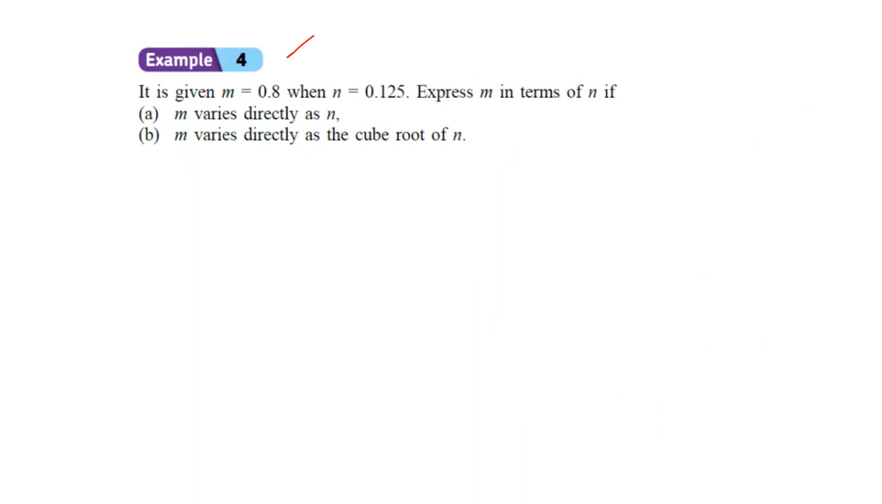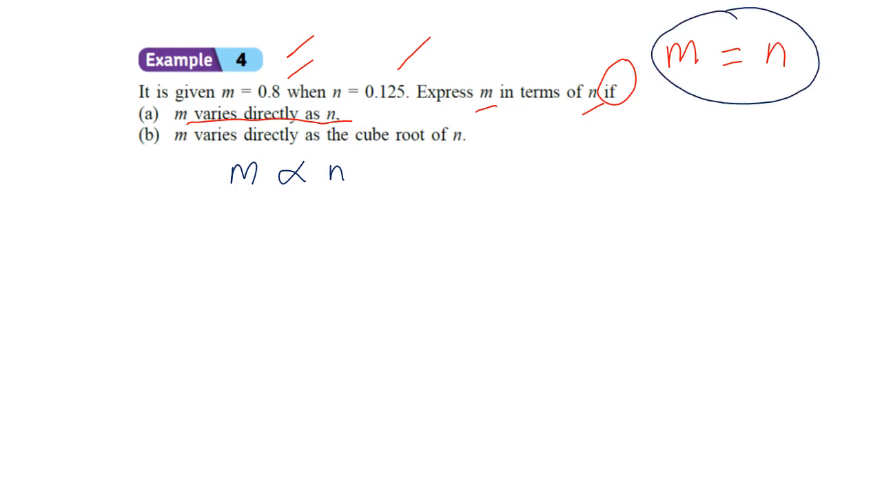Example 4. It is given m is 0.8, n is 0.125. Question: express m in terms of n. If m varies directly as n, when you have this statement, what you do is you write m alpha n. That is the first step you do. And then you want to express m in terms of n, right? So you write m equal, you cannot just write m equal n, you must write the k first. M equals k n.